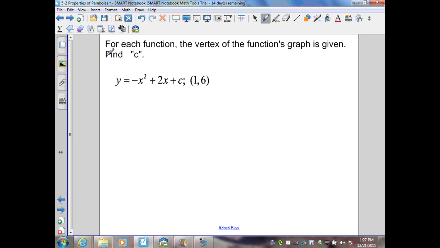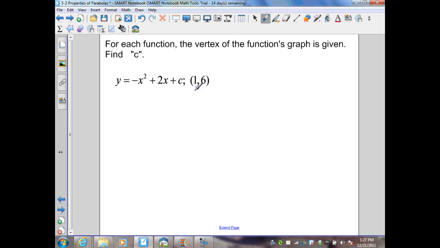My last example. Here, for each function, the vertex of the function's graph is given. We want to find c. Here we have a quadratic equation, y equals a negative x squared plus 2x plus c. I'm given what is the vertex of the function. This could be the vertex or any other ordered pair on my quadratic equation or my graph.